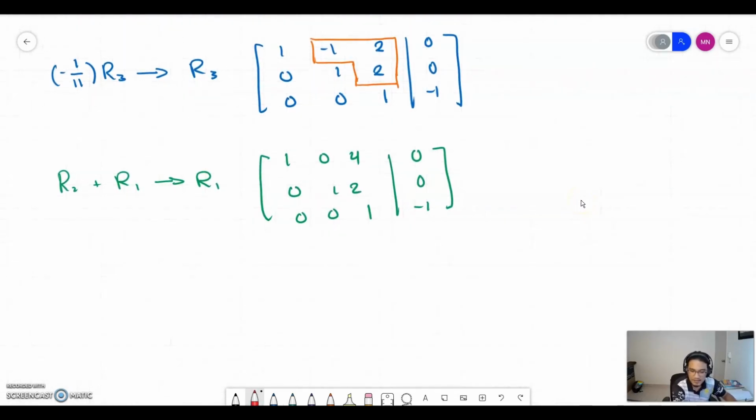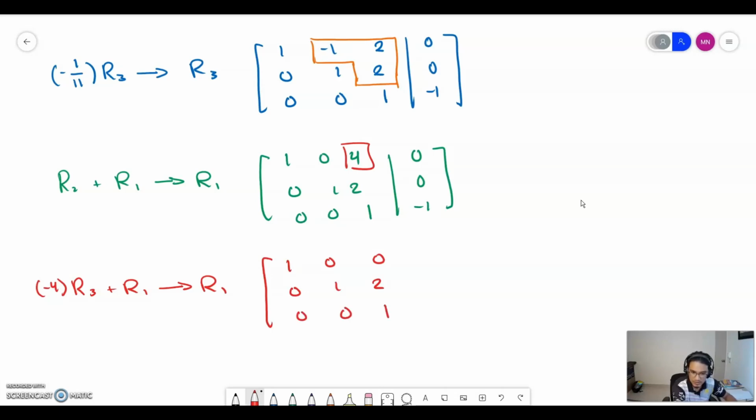So next is to remove this number 4. To do that, we take -4 multiply with R3 plus R1 and it becomes new row number 1. So it will be 1, 0, 0, 0, 1, 2, 0, 0, 1. And now we have 4, 0, and -1.